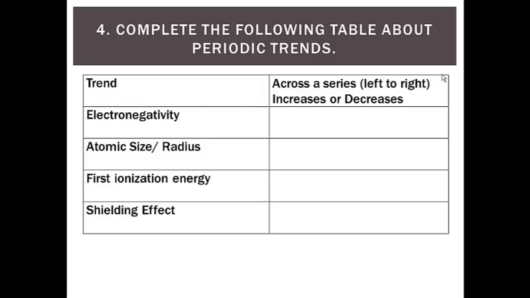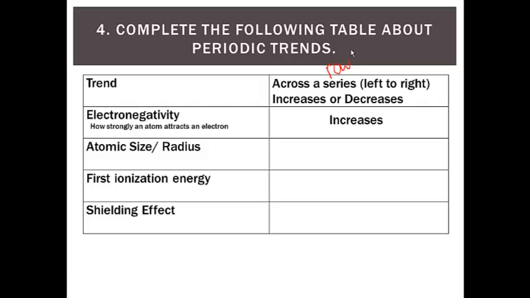Complete the table about periodic trends. So the first periodic trend is electronegativity. This is a measure of how strongly an atom attracts an electron. So the more electronegative an atom, the more strongly it is going to attract electrons. As we go across a series, which is the same thing as a row, same thing as a period, these words are all interchangeable, as I go from left to right, the electronegativity is going to increase. This is because as we go across those rows, we get closer and closer to that noble gas electron configuration, closer and closer to that full octet.